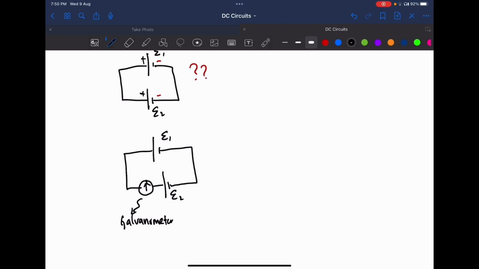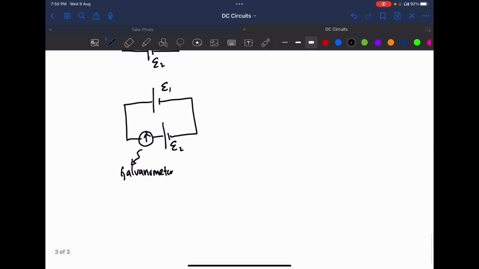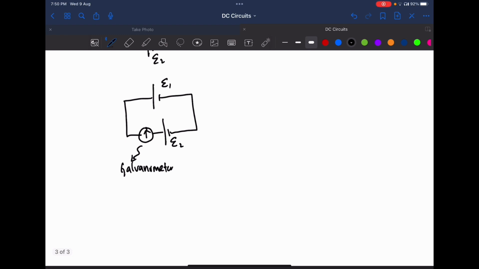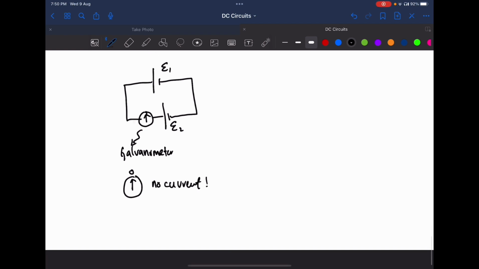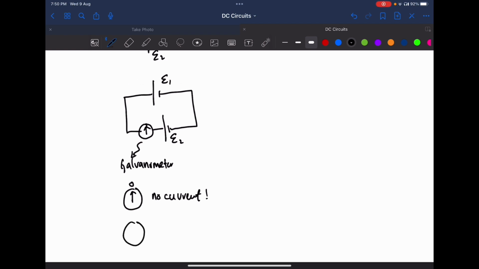So what is a galvanometer? First of all, let's see. A galvanometer points 0 if there is no current. But if the current now flows this way, then the galvanometer will point this way. If the current flows this way, the galvanometer will point this way.